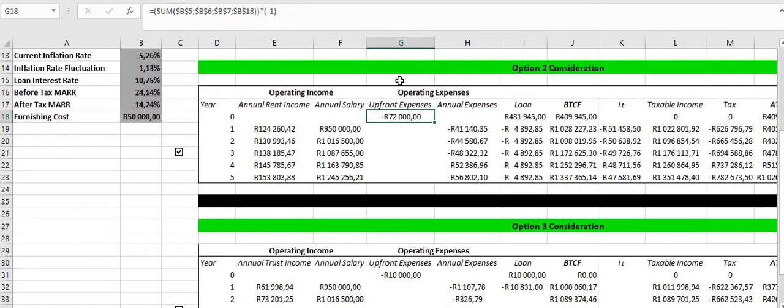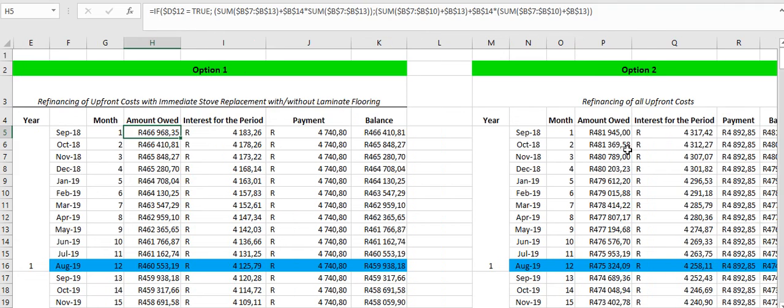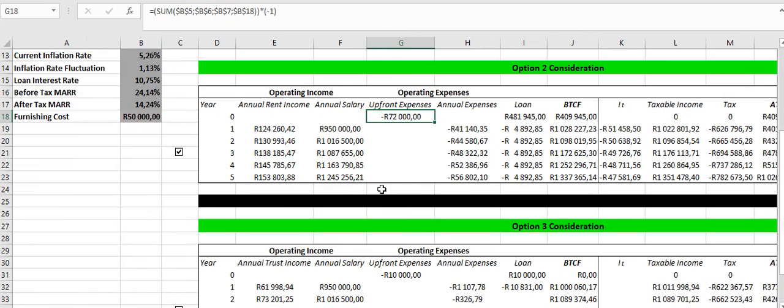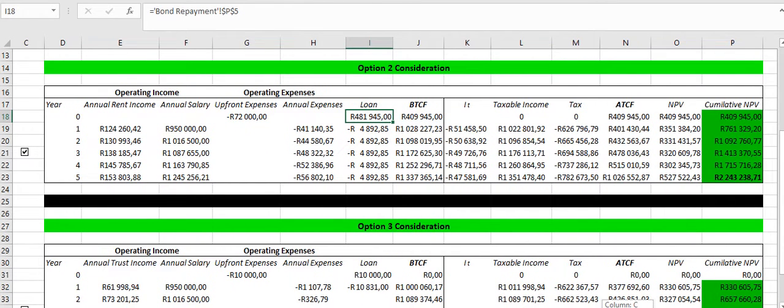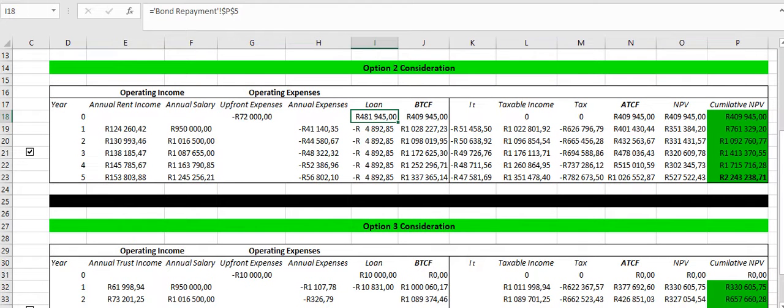The adjusted loan was calculated according to the refinancing of the upfront expenses, which can be seen in your bond repayment table under option 2, and was then translated onto the face of your NPV table for option 2. Once again, all relevant interest incurred and loan repayments were translated from the bond repayment worksheet for option 2 onto the NPV table. Option 2 realized a cumulative net present value of 2,243,238 Rand and 71 cents.